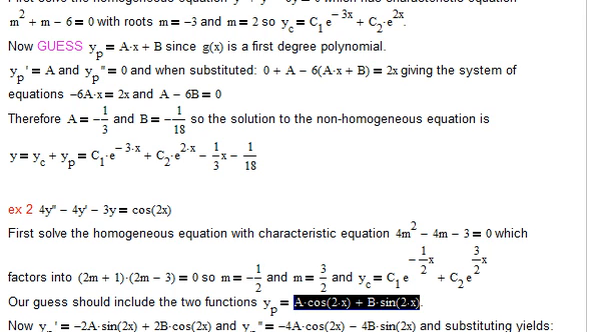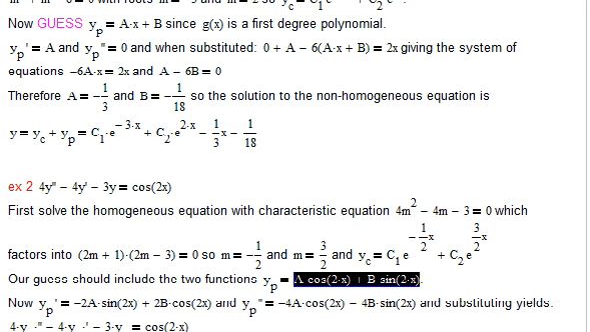There's a reason why it's called that. How dare you? Well, I didn't mean to insult you, but there's a reason why it's called undetermined coefficients, and that's just why it's like that.